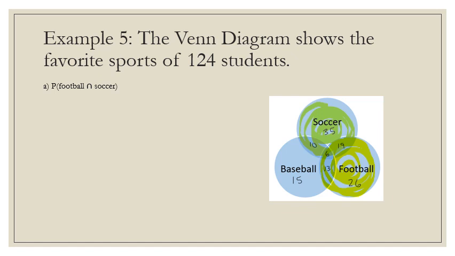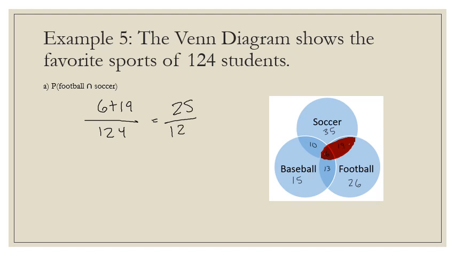So where the two overlap, I should have done red or something. There we go. So the two overlap right in here, right? This is the overlap at 6 and 19. So 6 plus 19, like football and soccer. Okay? So if I do 6 plus 19, I get 25 out of 124. And when I push my fraction button, this does not reduce, so I just keep it 25 over 124.